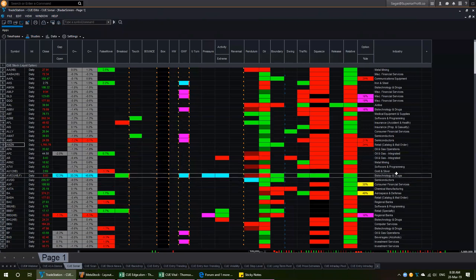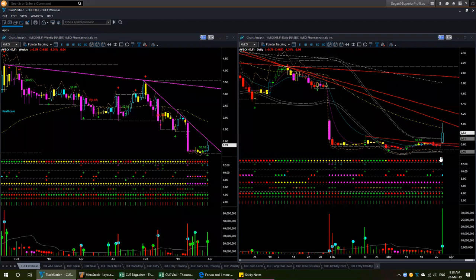AVEO, it went up hugely, another biotech stock. I'm reading the biotech industry name from this column. Biotechs tend to go up suddenly or go down suddenly. Can have a look at the stock. It went up, but it stopped right at the memory resistance in daily. Because it has memory resistance in daily and weekly both, we are not going to consider any long trade.